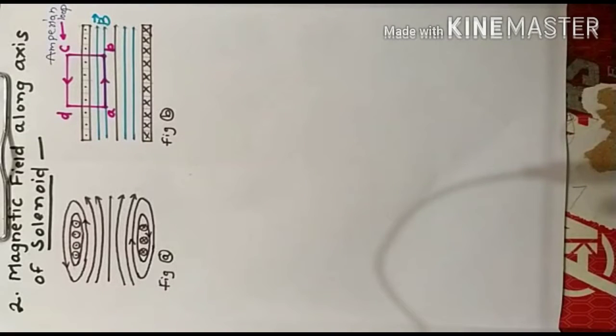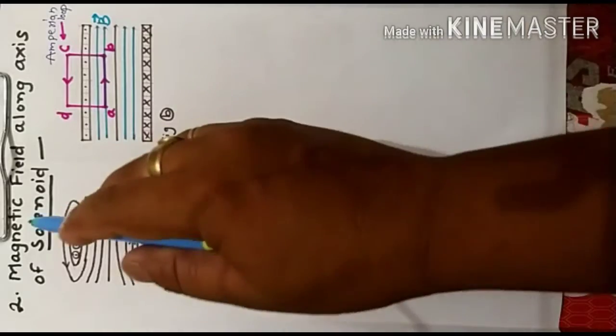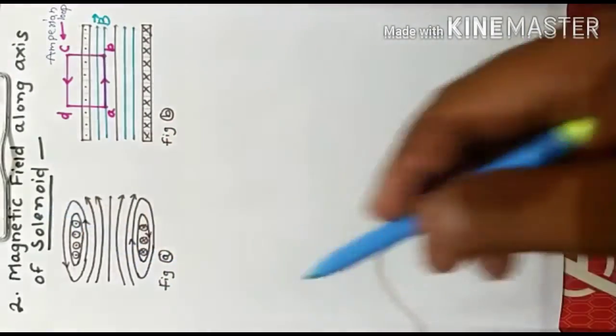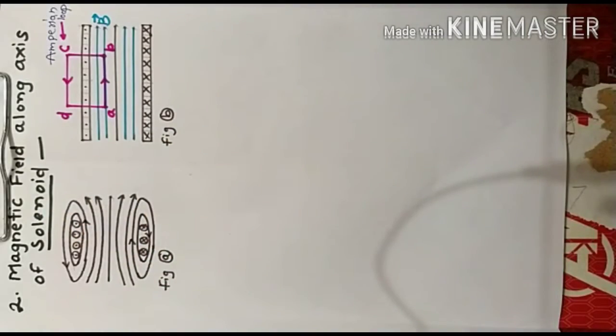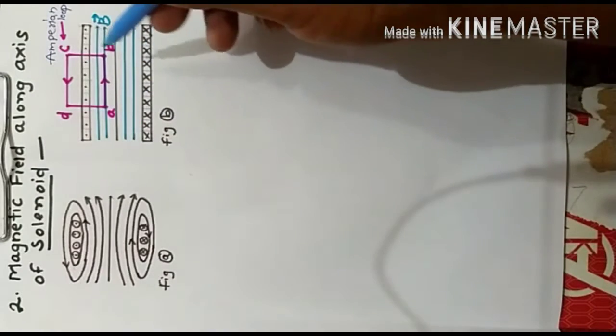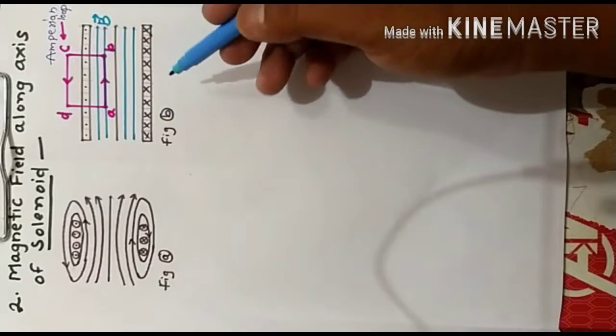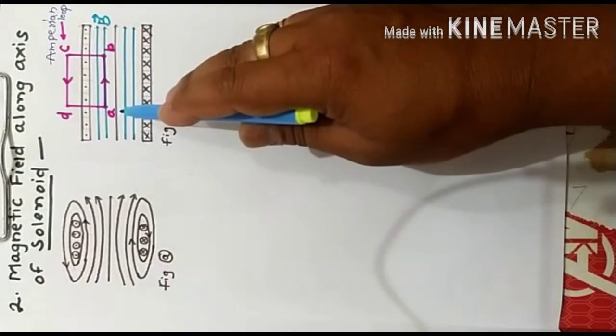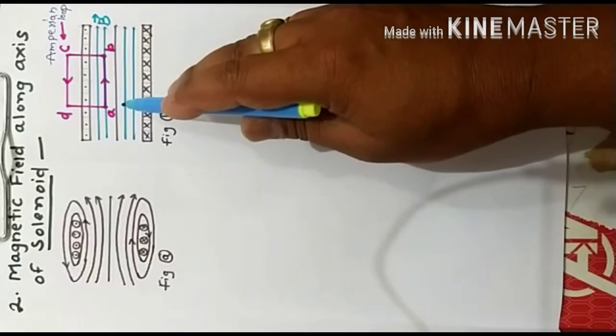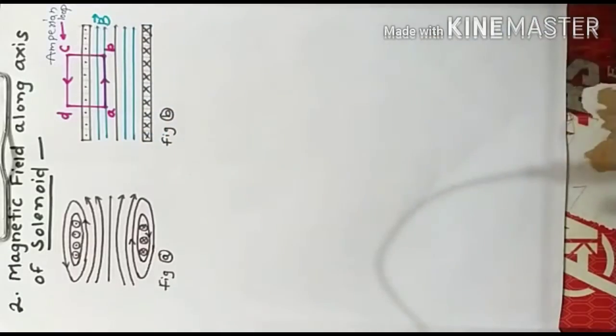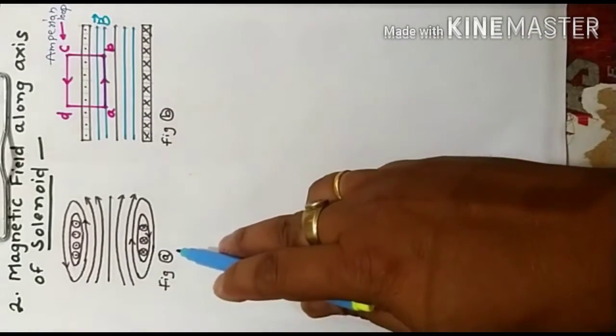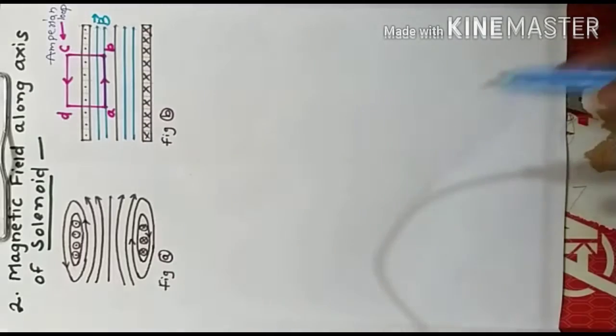Second application of the Ampere's law is to determine the magnetic field along the axis of the solenoid. You have learned about the solenoid in the 11th standard. Solenoid is the long, closely wound helical coil of conducting wire having a diameter much smaller than its length. Figure shows the diagram of the cross section of the current carrying solenoid.